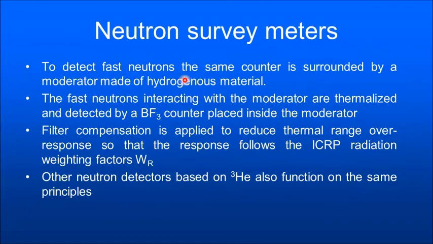To detect fast neutrons, the same counter is surrounded by a moderator made of hydrogenous material. The fast neutrons interacting with the moderator are thermalized and detected by the BF3 counter placed inside the moderator. Filter compensation is applied to reduce the thermal range over-response so that the response follows the ICRP radiation weighting factor, the WR. Other neutron detectors based on helium also function on the same principle.